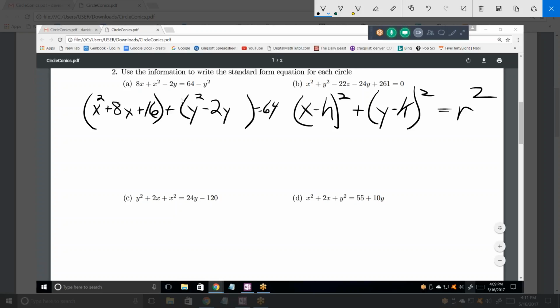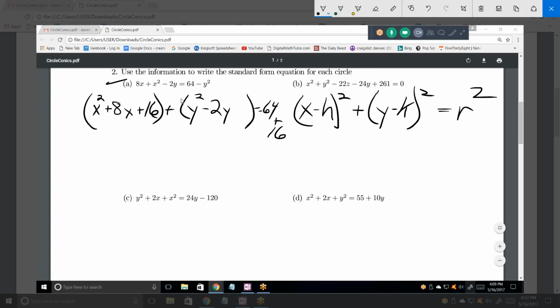So now, when I wrote 16 on the left side of this equation, I changed it. So I got to balance it out by adding 16 to the right side. Now it's still the same as what I started with. So all I've done is add 16 to the left side and add 16 to the right side. With me? I didn't double it. I took half of 8 and I squared it. That's how I got 16.